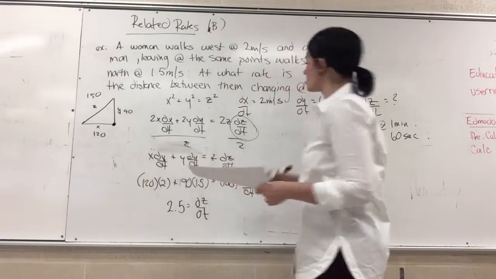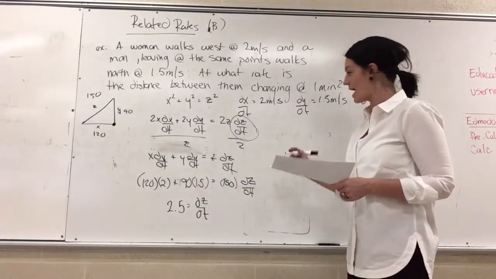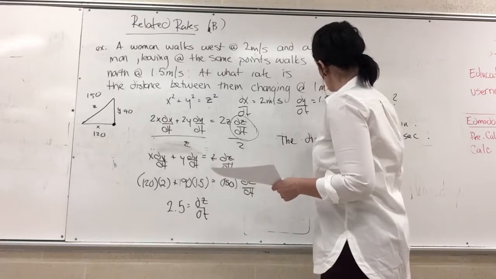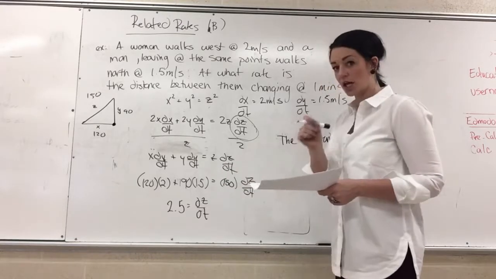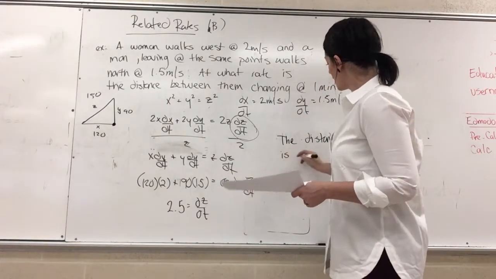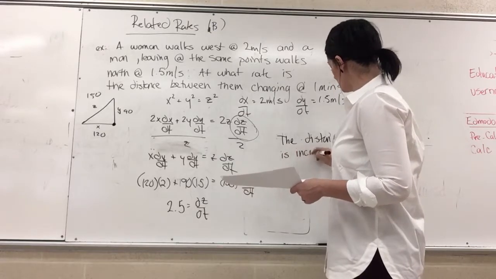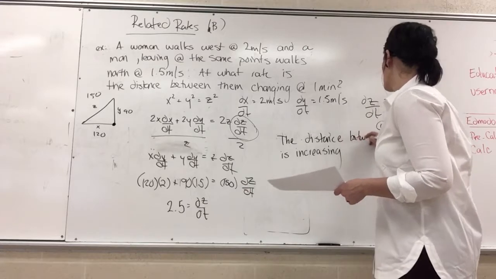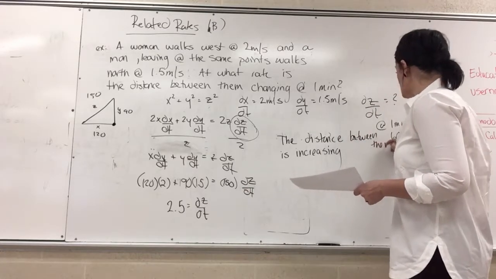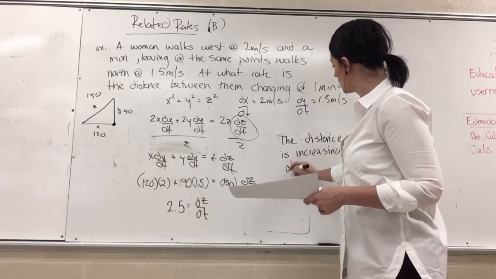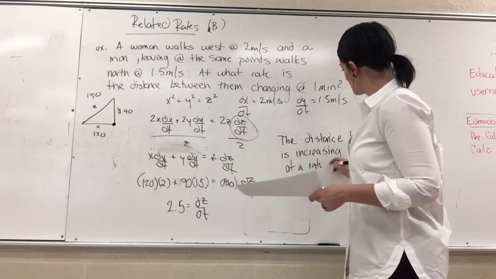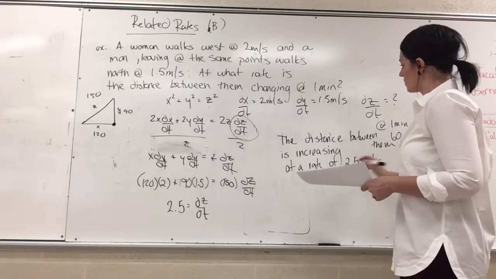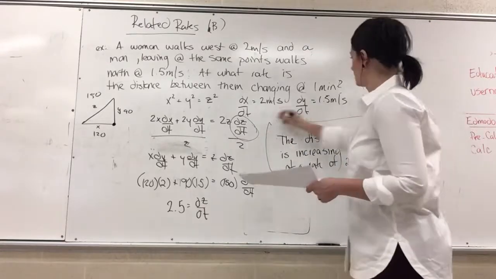Okay, and remember these questions all need a sentence at the end. So you need to tell me what is changing, and you need to always tell me if it's increasing or decreasing. I really should probably say between them. So the distance between them is increasing at a rate of 2.5 meters per second. There you go.